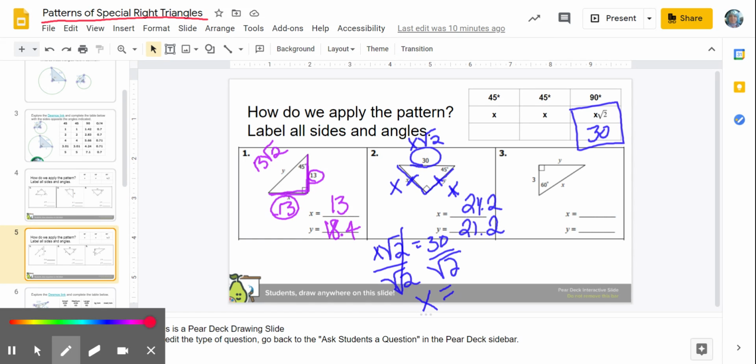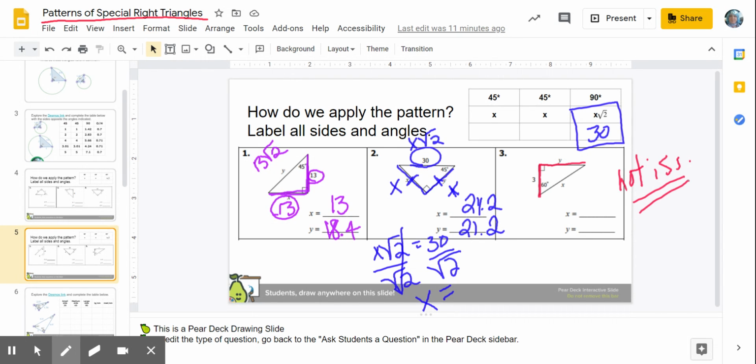Yeah, it absolutely works, 100%. So what do I do for number 3? Is the 3 the y? This is kind of a trick question. Oh, no. It's not isosceles. How do you know it's not isosceles? One is for sure longer than the other. This one is not going to work because it's not a 45, 45, 90 triangle.